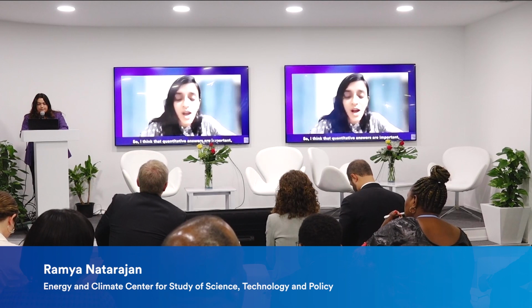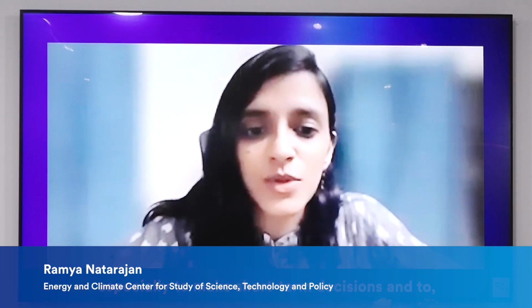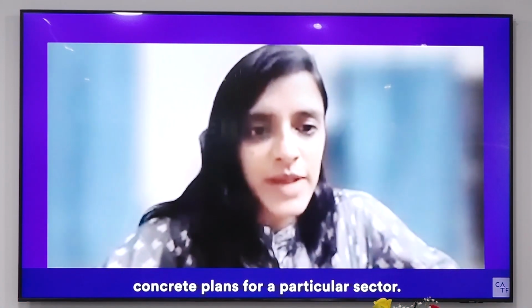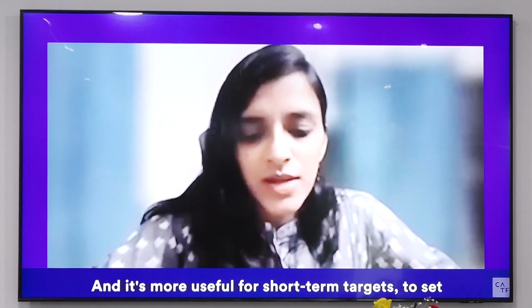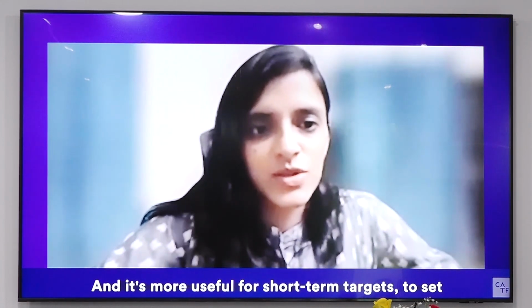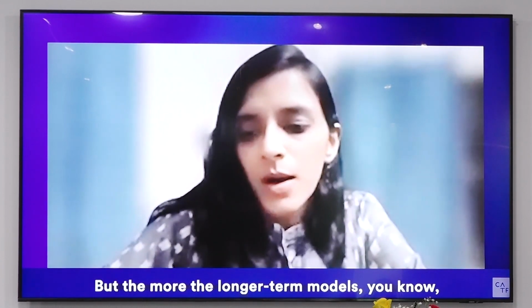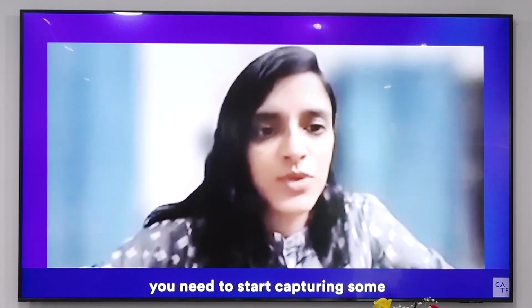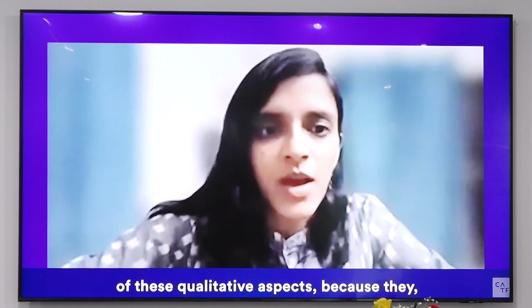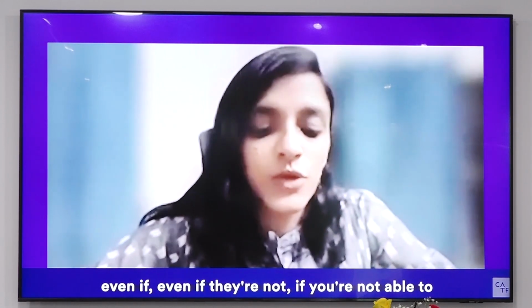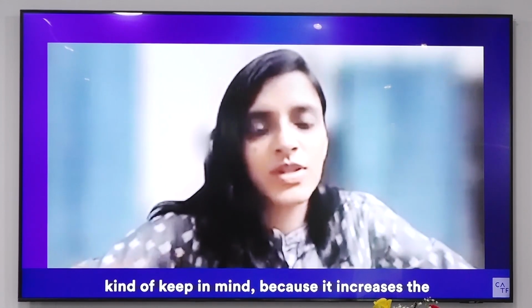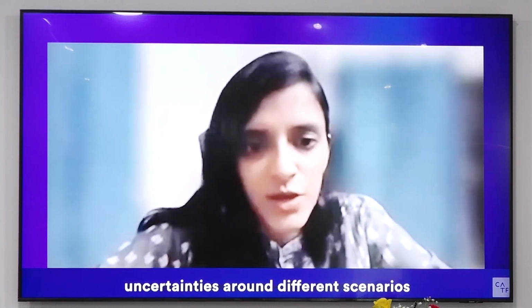So I think that quantitative answers are important, especially to make short-term decisions and to evaluate whether to come up with concrete plans for a particular sector. And it's more useful for short-term targets, to set targets to see if you're going to meet them. And for the longer-term models, you need to start capturing some of these qualitative aspects, because even if you're not able to use a number today, it is something that you keep in mind, because it increases the uncertainties around different scenarios that you create.